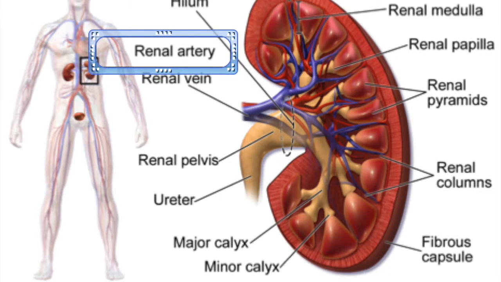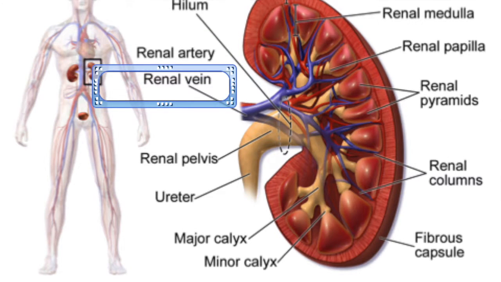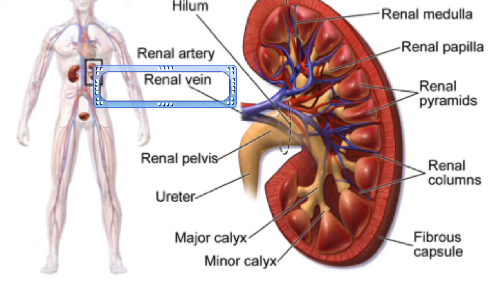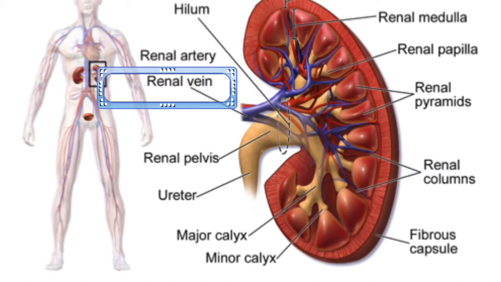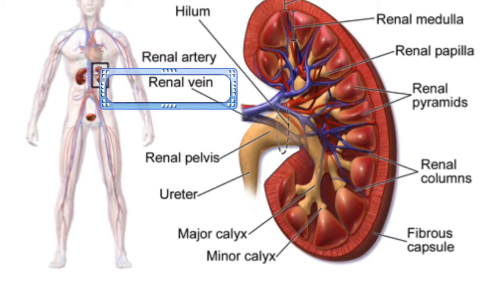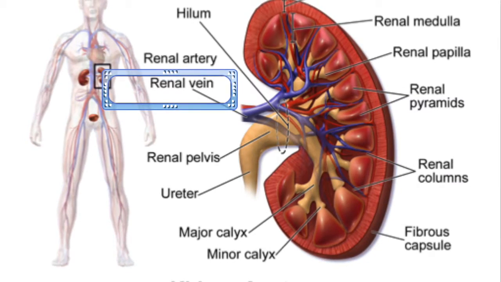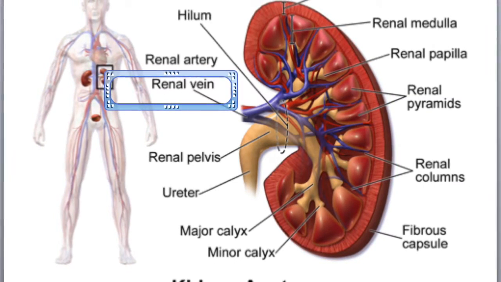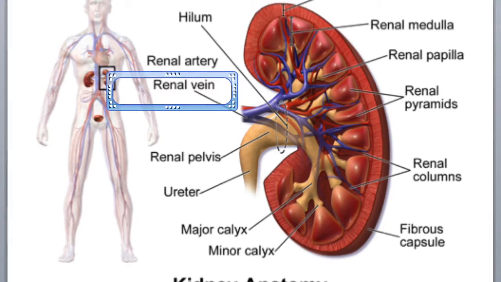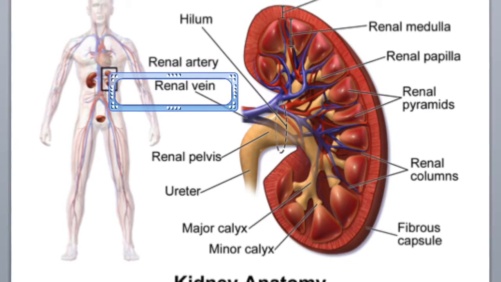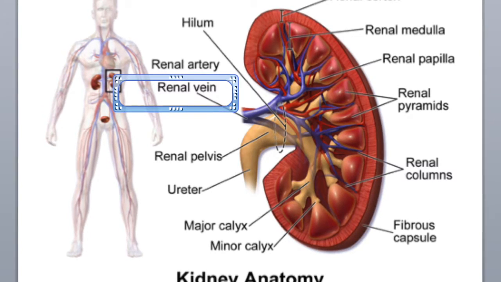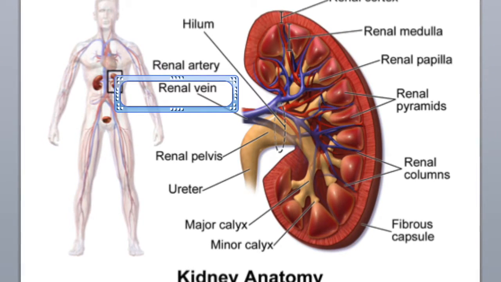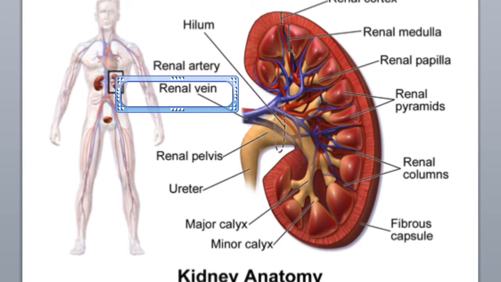Next, we have the renal vein. The renal vein receives deoxygenated blood from the peritubular veins within the kidney. These merge into the arcuate, interlobar, and segmental veins, which in turn deliver deoxygenated blood to the renal vein, through which it is returned to the circulatory system.